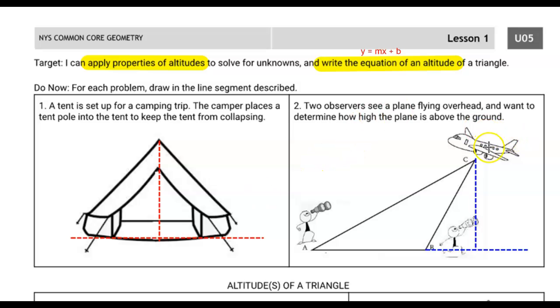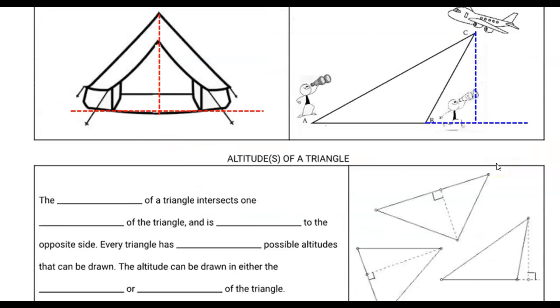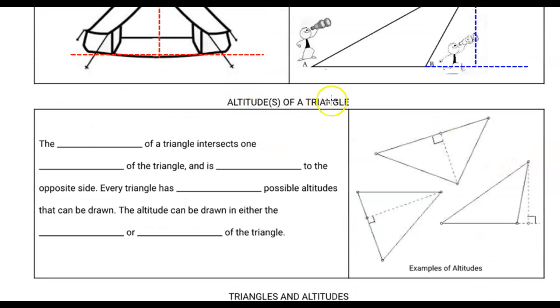You might have recognized the word altitude from when we were talking about planes. Altitude of a plane is just how far it is above the ground. That's the vocabulary word that we use for the height of a plane or an object above the ground. In geometry, the altitude of a triangle is a very specific line that you can draw. And I'm going to fill in these blanks and then we'll talk about them.